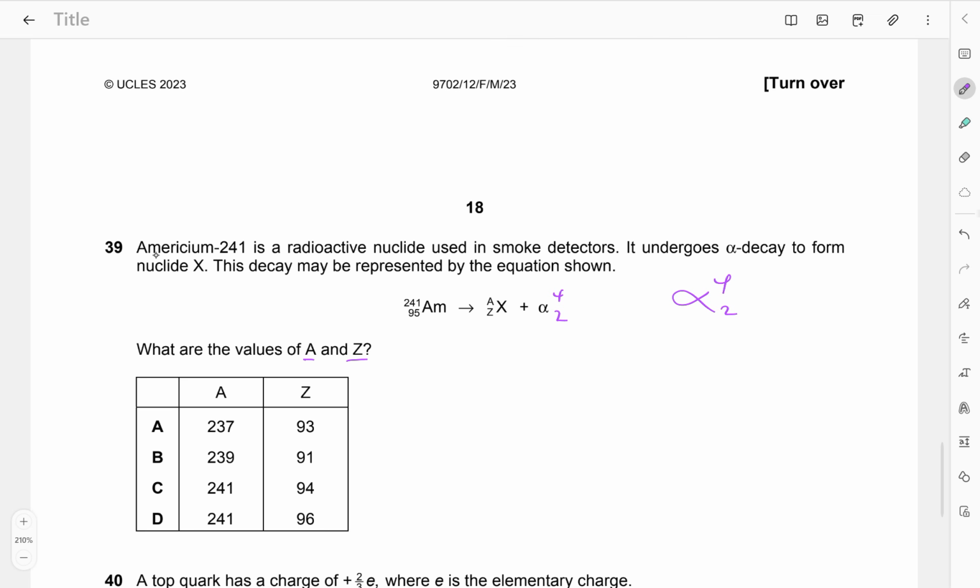Nucleon number reduces by 4, so it is 241 minus 4, which is 237. So nucleon number is 237. That means the answer is automatically A because the others are different. You can check proton number. It will be 95 minus 2, which will be 93. So the answer is A.